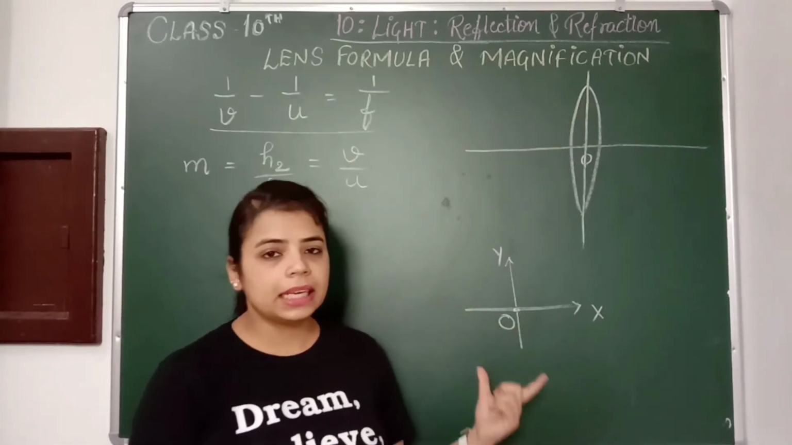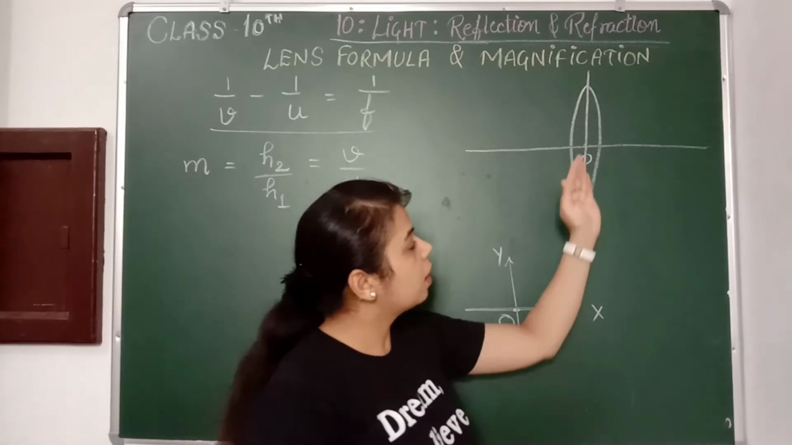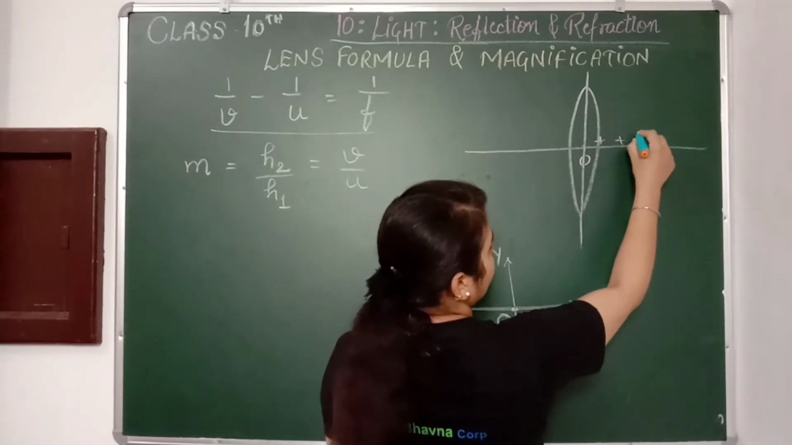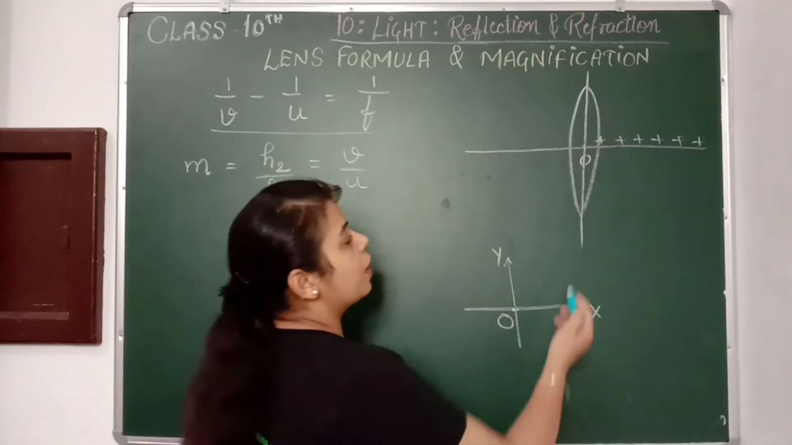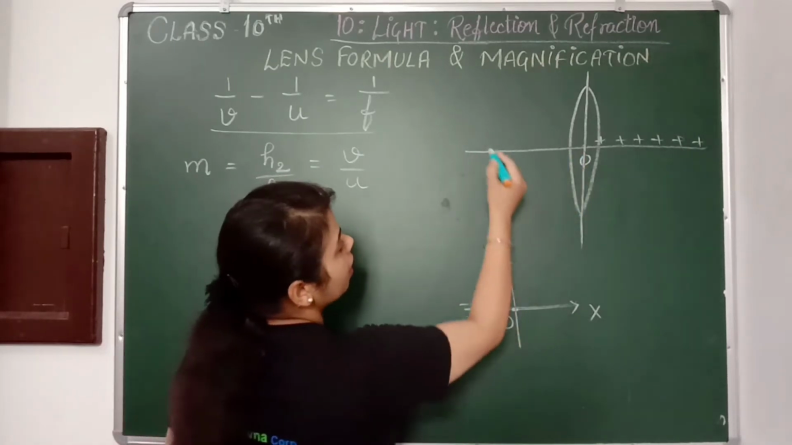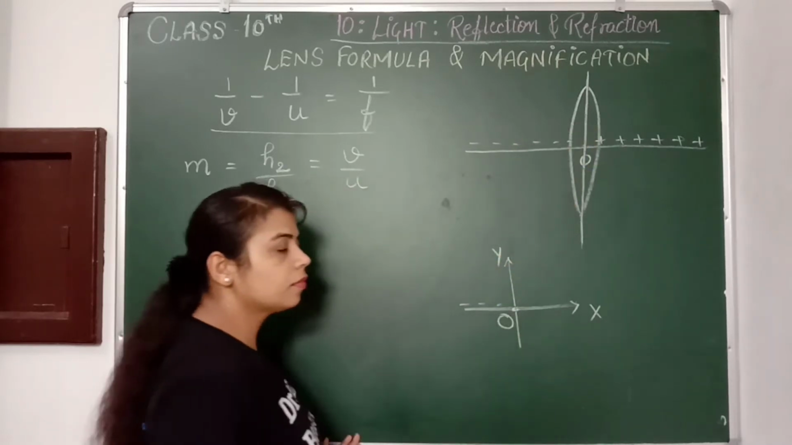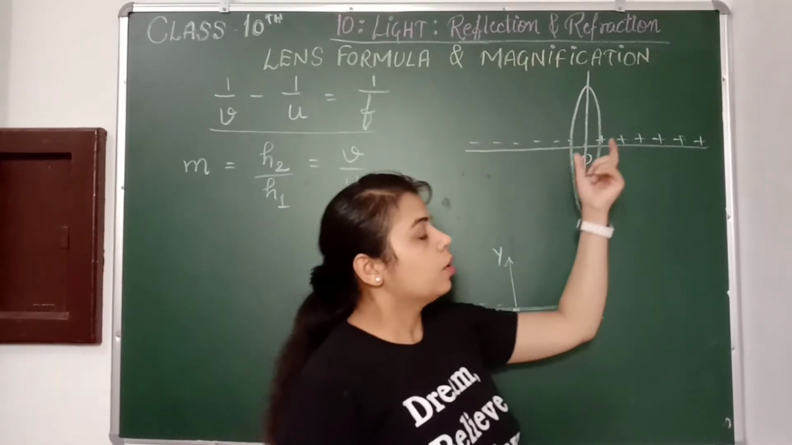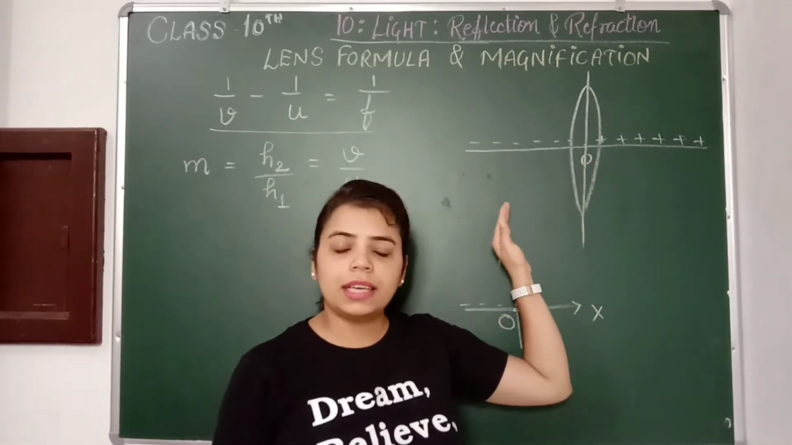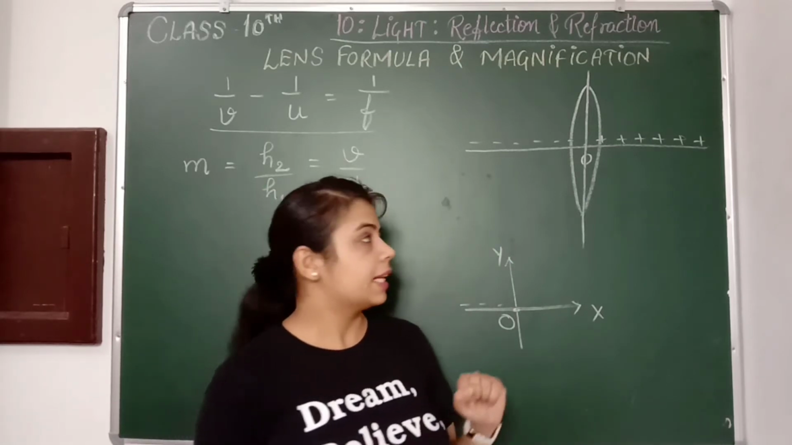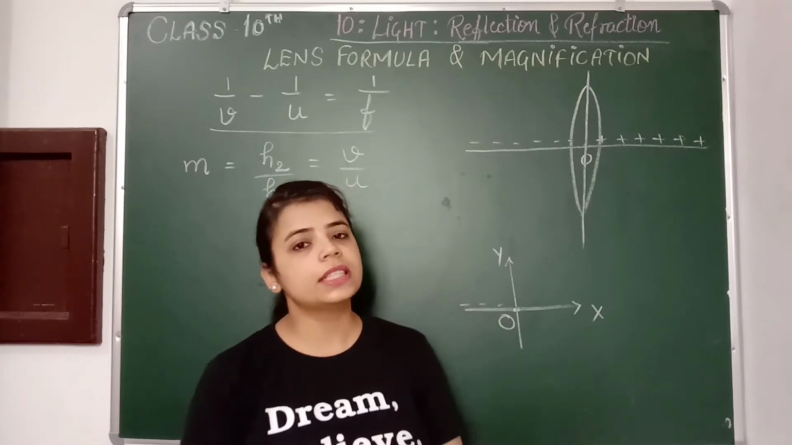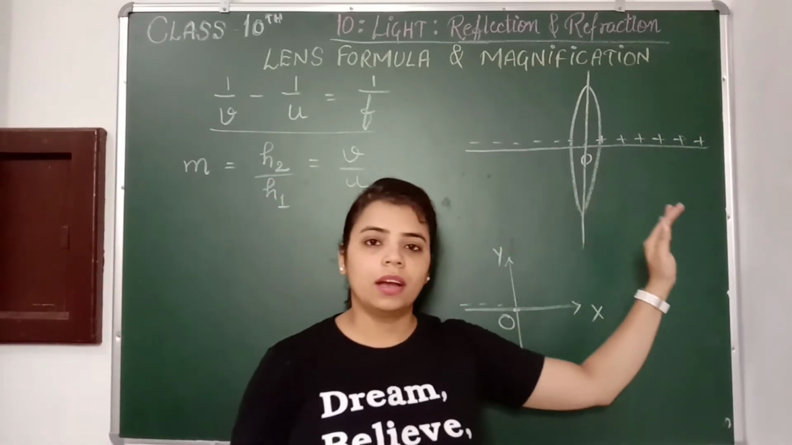Just like in the mathematical graphs, values on the right side of the origin on the x-axis will be taken as positive, and values on the left of the origin are taken as negative. So any distance which is towards the right of the lens will be taken as positive, and towards the left of the lens will be taken as negative distance. Keep in mind that we will always take the direction of incident light from left to right.